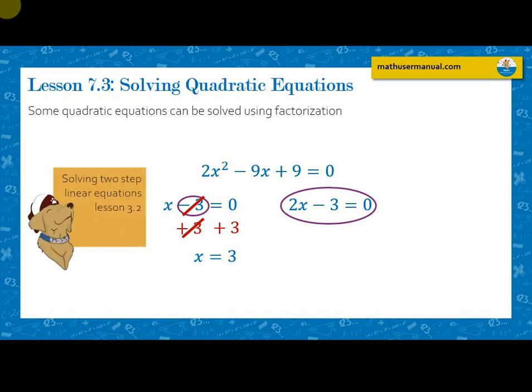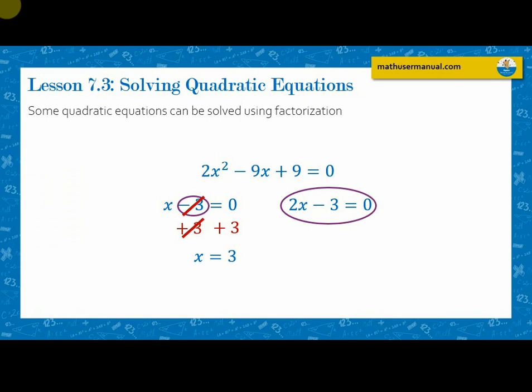This is a two-step linear equation. We learned it in lesson 3.2. We need to start with the -3, which is the number furthest from the x. So we also do +3. They cancel, but we must also do +3 on the right. 0 plus 3 gives us 3. Now we got 2x equals 3.